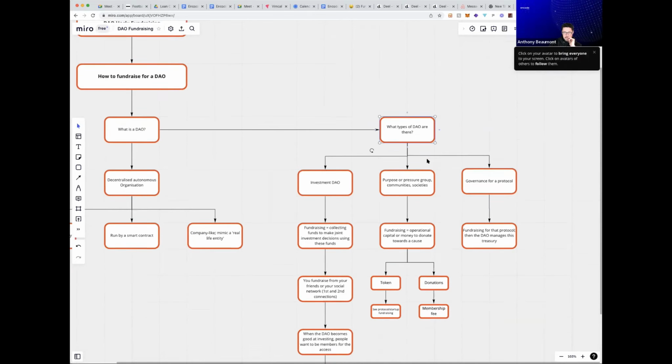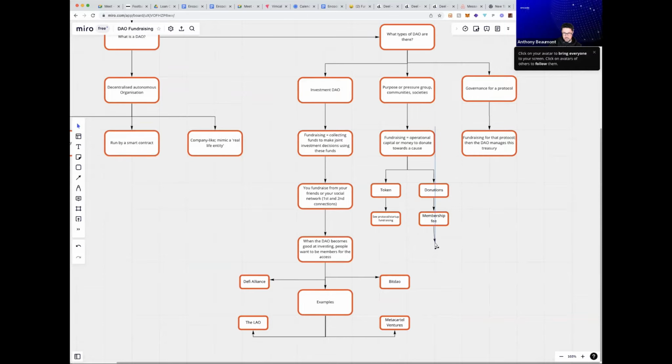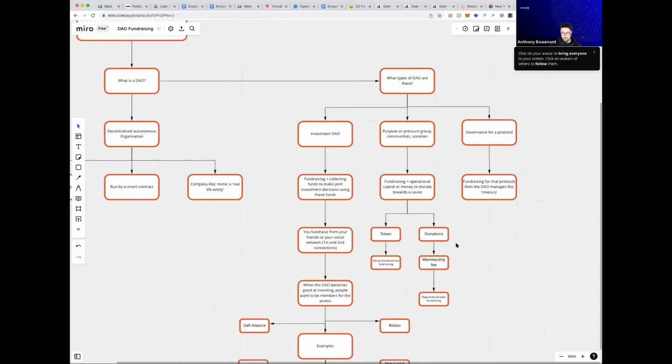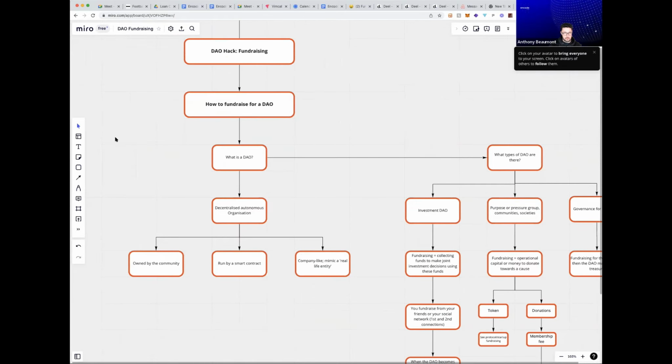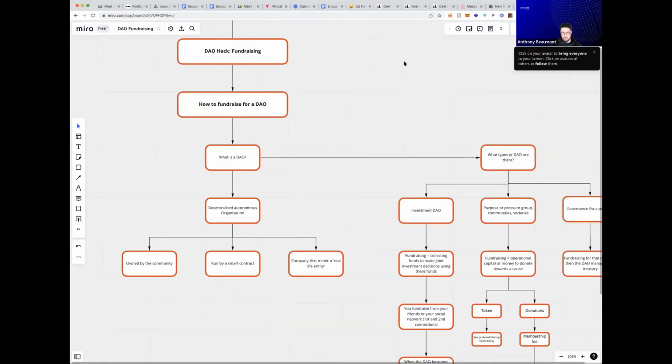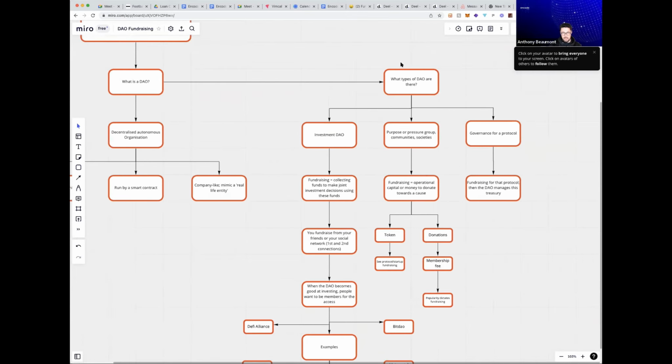A key thing I want to stress here is popularity dictates fundraising. Like how popular a DAO is, how many members it has, is the most important thing. Yeah, that's the thing to say. Cool. So this is DAO fundraising. This is the more boring stuff.